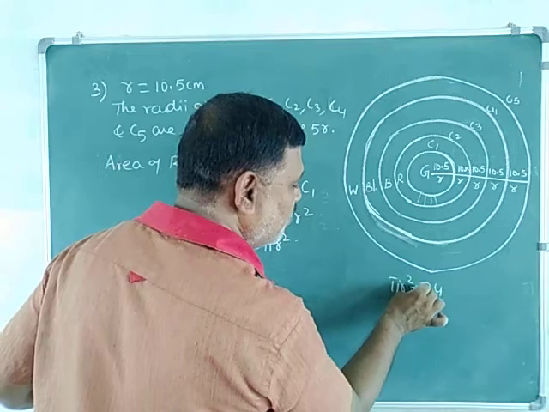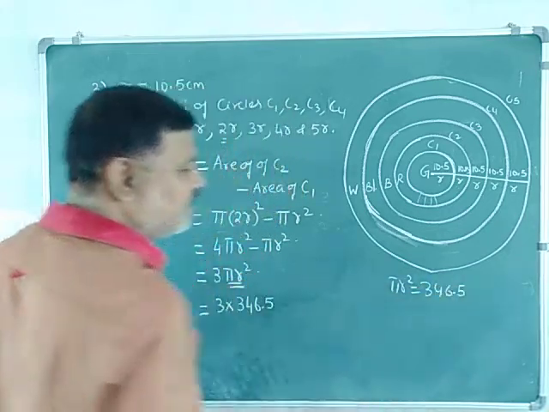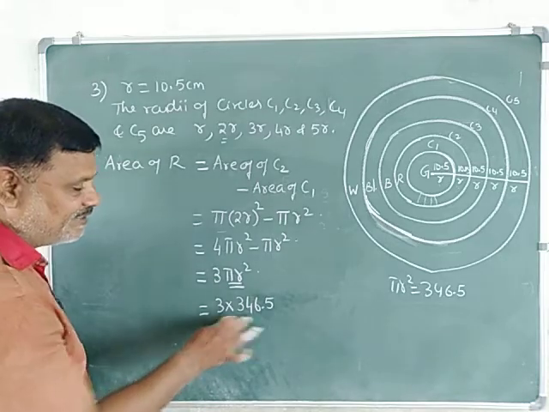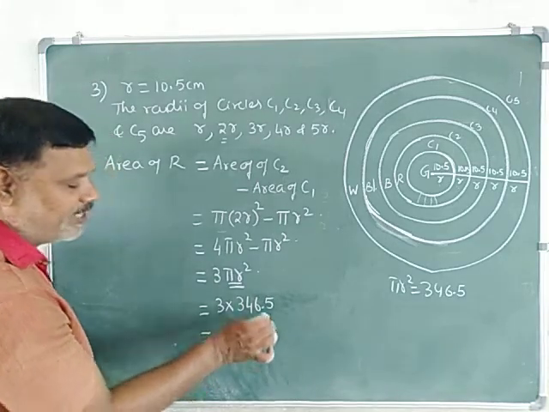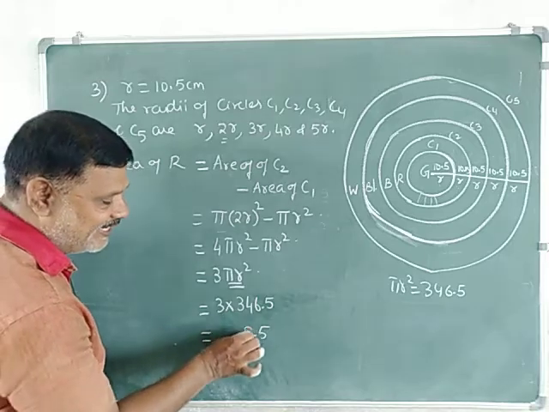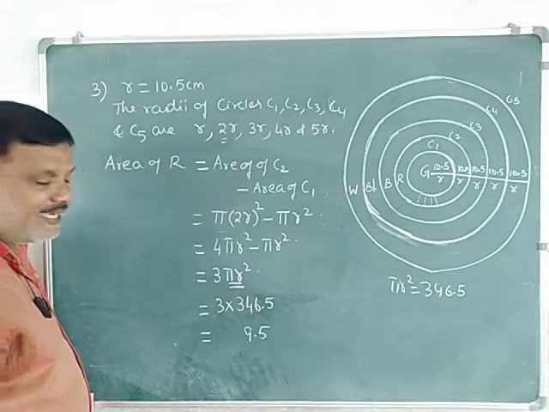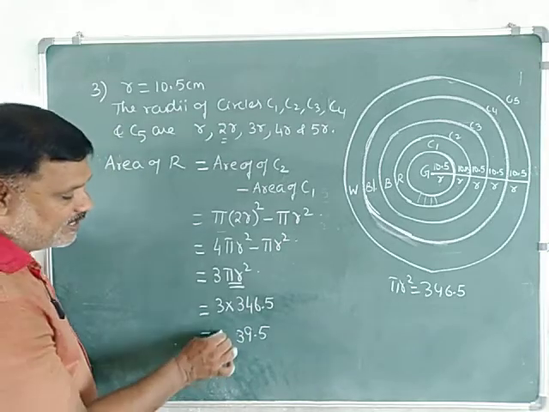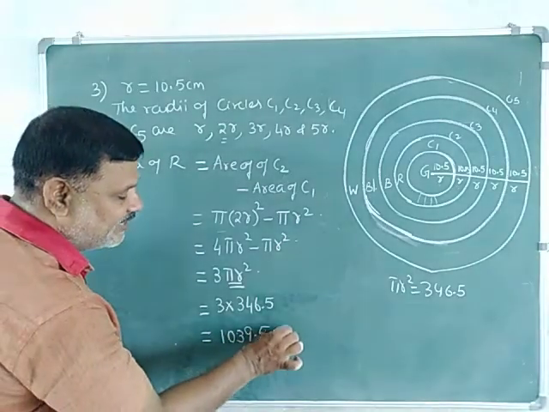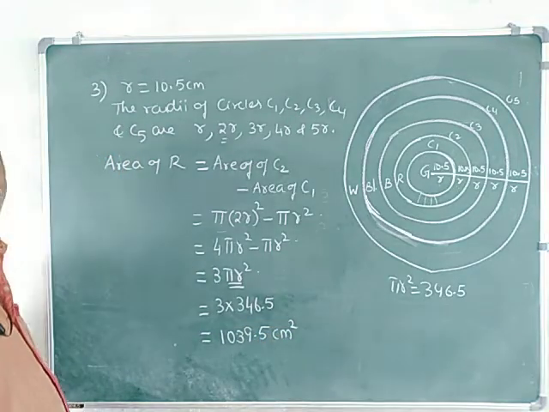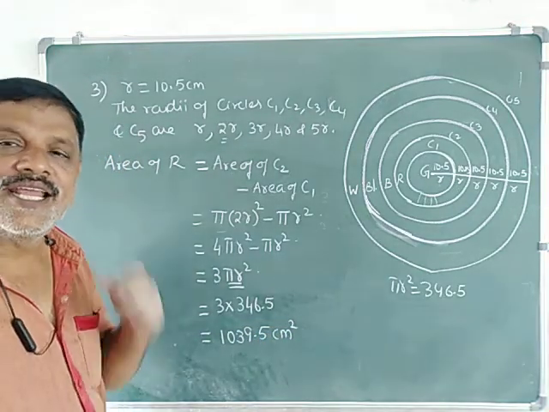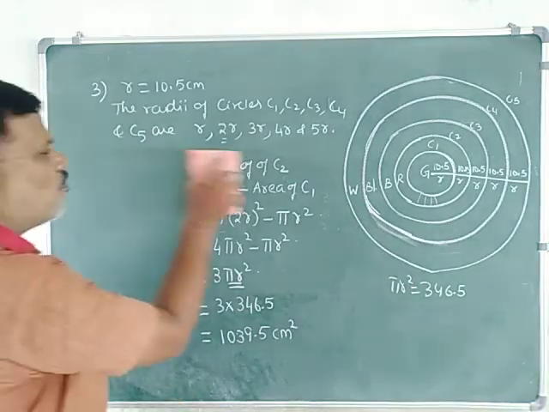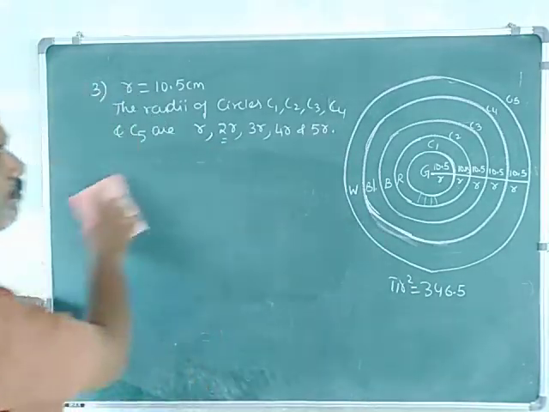Pi r square is 346.5, so we multiply 346.5 by 3. 3 5s are 15, write 5 and carry 1. 3 6s are 18 plus 1 is 19, carry 1. 3 3s are 9 plus 1 is 10. So 1039.5 centimeter square. Now this is the area of what region? The red region.